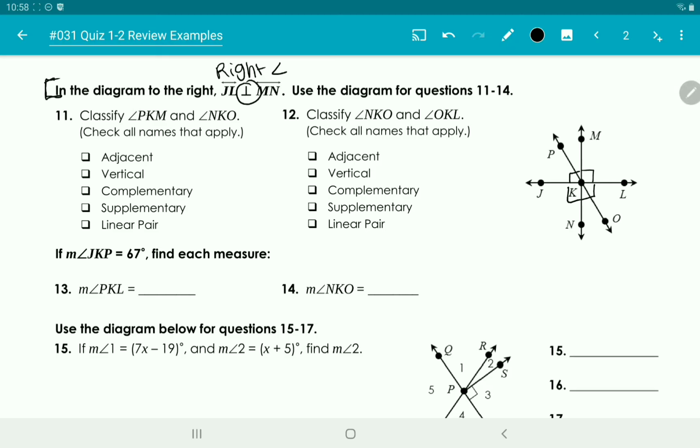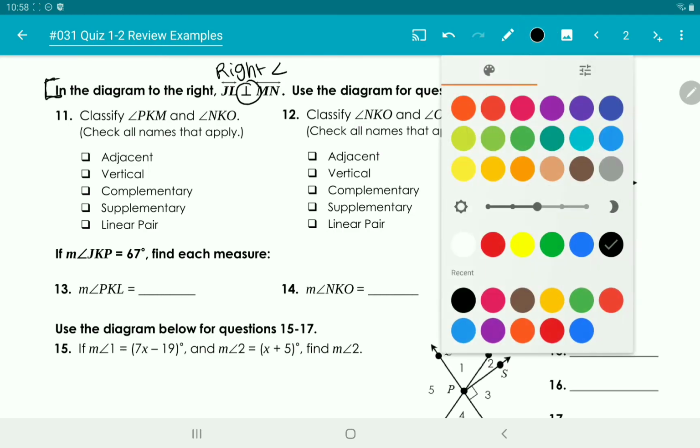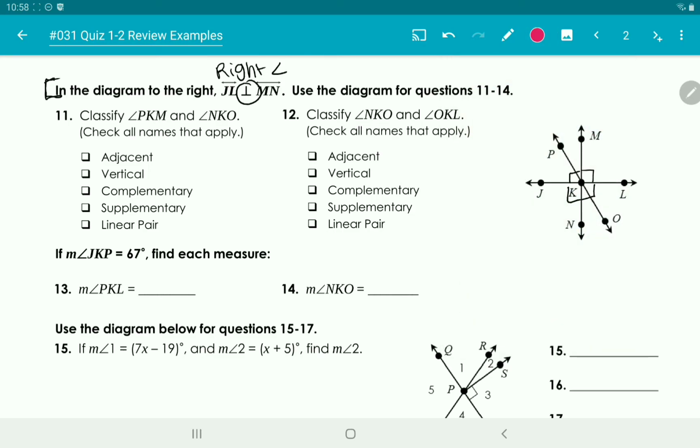So 11 is telling us to classify, and I'm going to go ahead and change my color so that I can do this color-coded because it makes it easier for you to see. Angle PKM. So PKM is this one, okay? And NKO, okay? We'll just see which of these actually go with these two angles, and you got to check all names that apply.